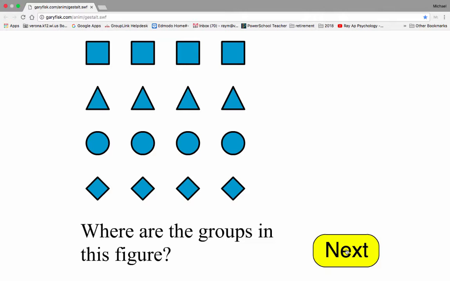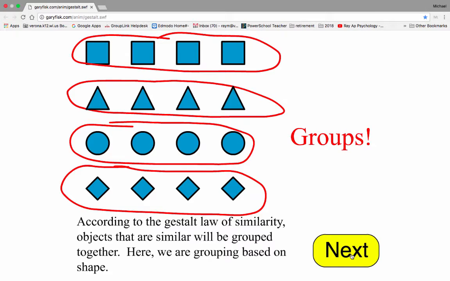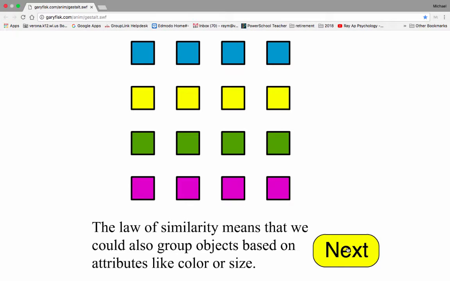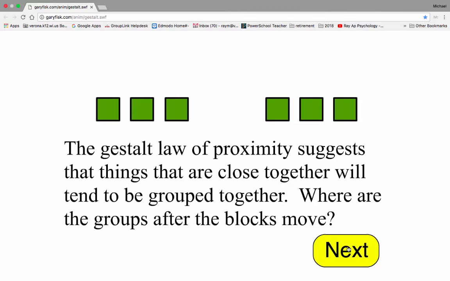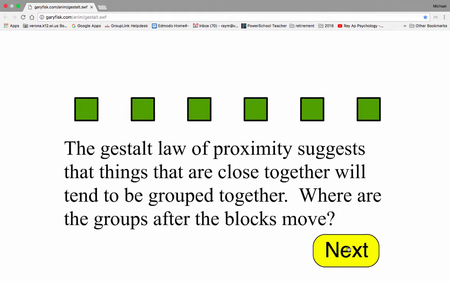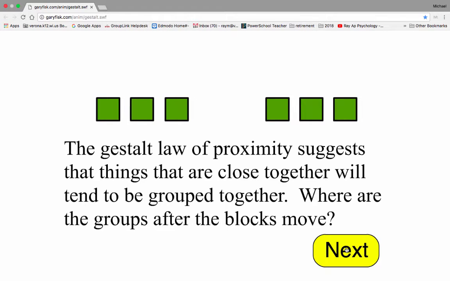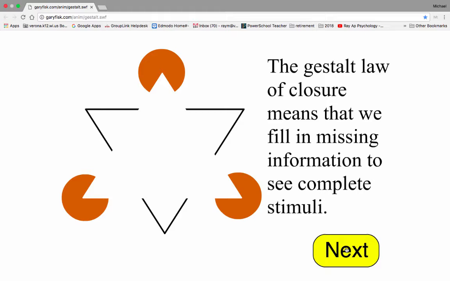If you think about this, what law would demonstrate that we see squares and triangles and circles and diamonds? That would be the Gestalt law of similarity. The law of similarity means we could also group objects based on color. The law of proximity shows that instead of seeing six separate squares here, when they move closer together, we probably see two groups of three blocks. Very simple diagram, but it demonstrates the law or rule of proximity.